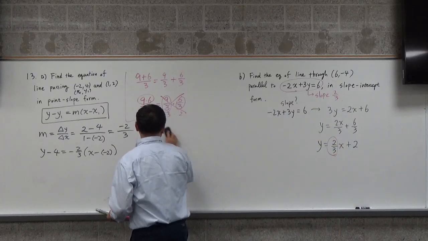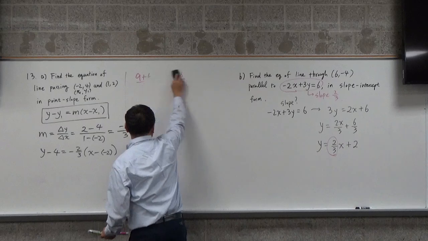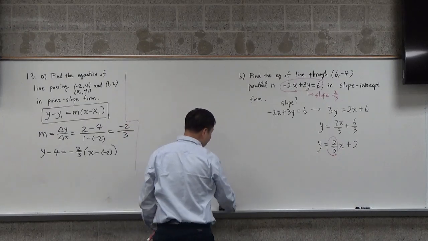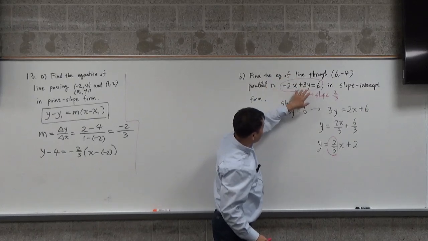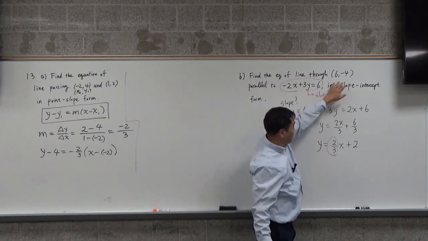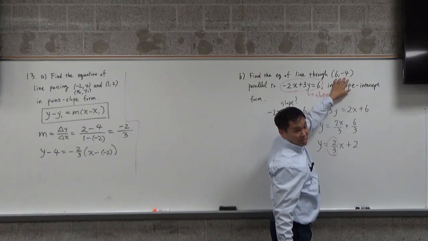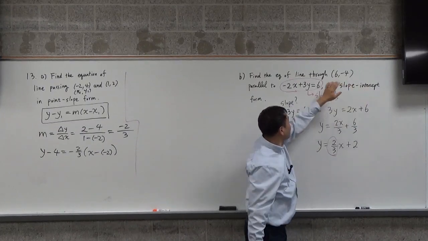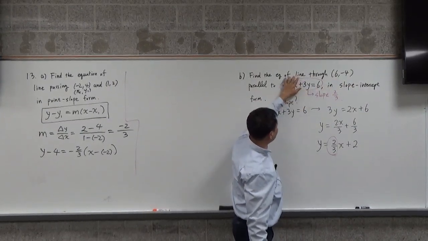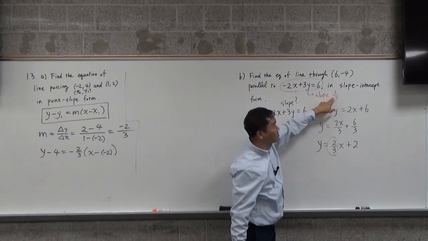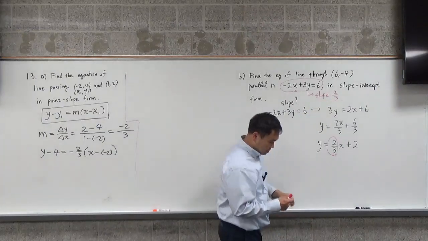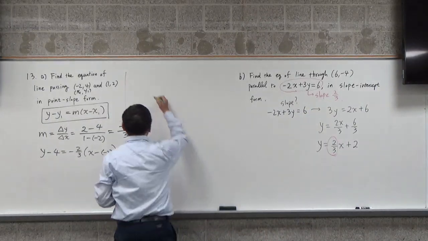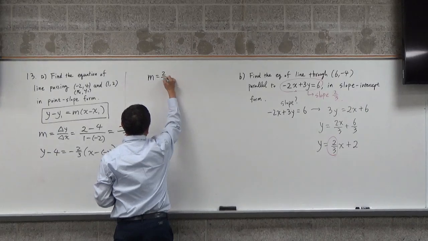What does that mean for the new line that we're trying to build? What kind of line are we trying to build? I want a line that's parallel to this one, and that it passes through (6, -4). Now, parallel to this one means that the line that we are trying to build should have the same slope. So 2/3 will be our slope, m equals 2/3.